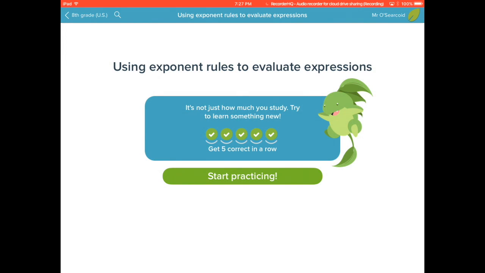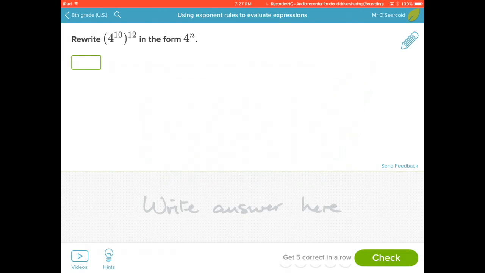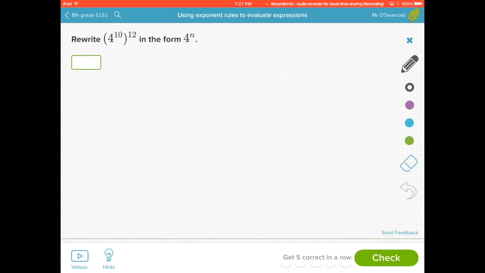Okay, so using exponent rules to evaluate expressions. The first thing that we need to work on is that we need to understand the various different exponent rules. And there's about 7 of them, if you really think about it. The first one is very obvious.